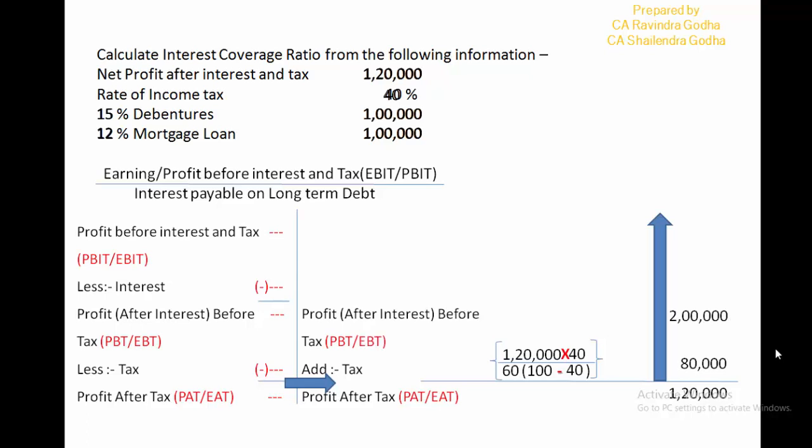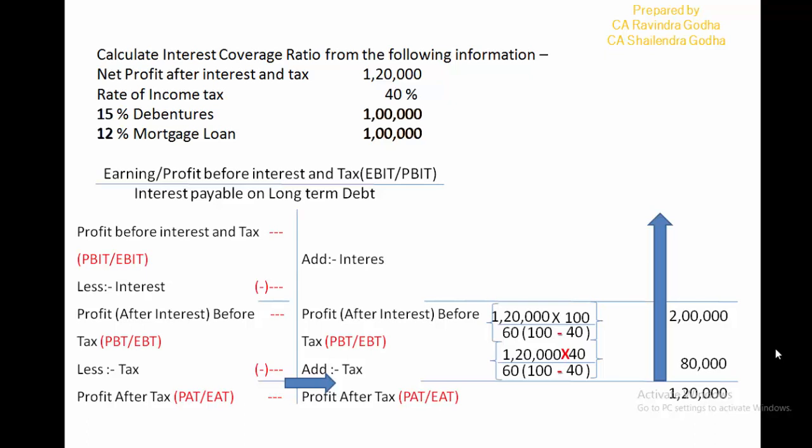We can directly calculate profit before tax by another formula also, that is profit after tax 120 into 100 divided by 100 minus rate of tax 40, that is 60. So 120 into 100 divided by 60, that is 2 lakh.